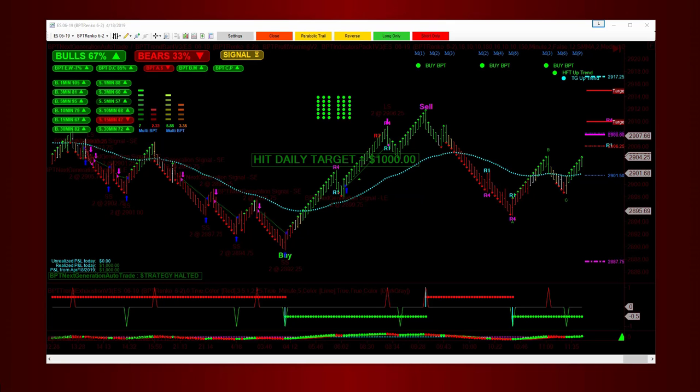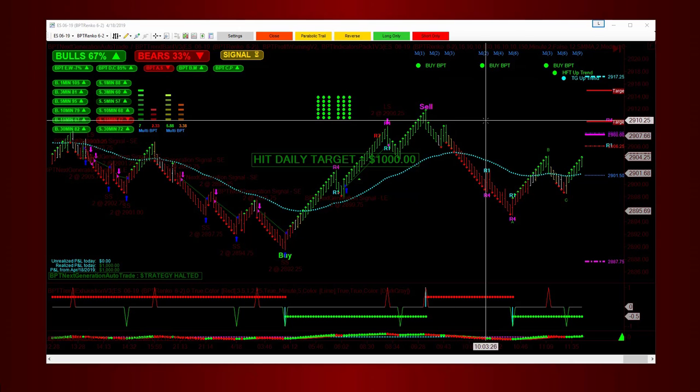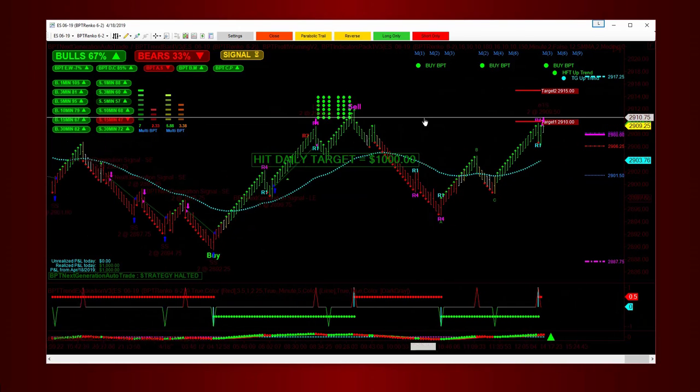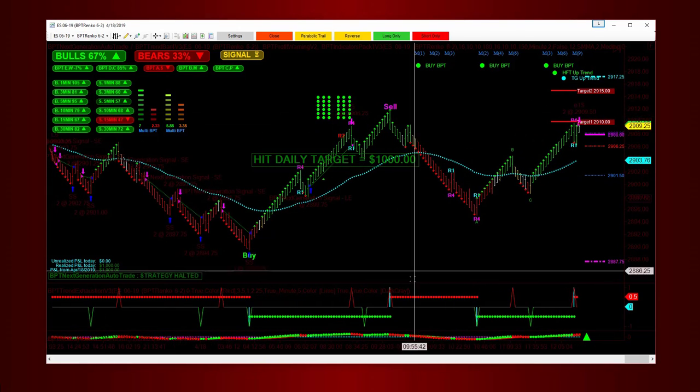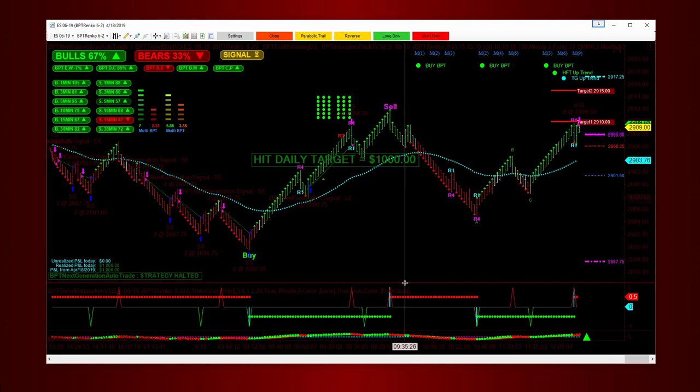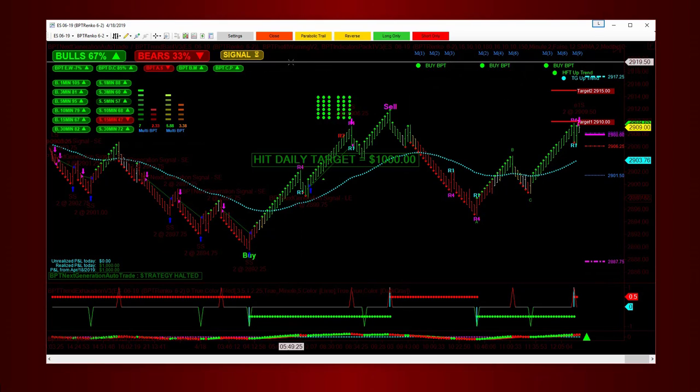Now we will be covering the next generation automated trade. This one here is an extremely advanced automated trade and requires knowledge about the market.